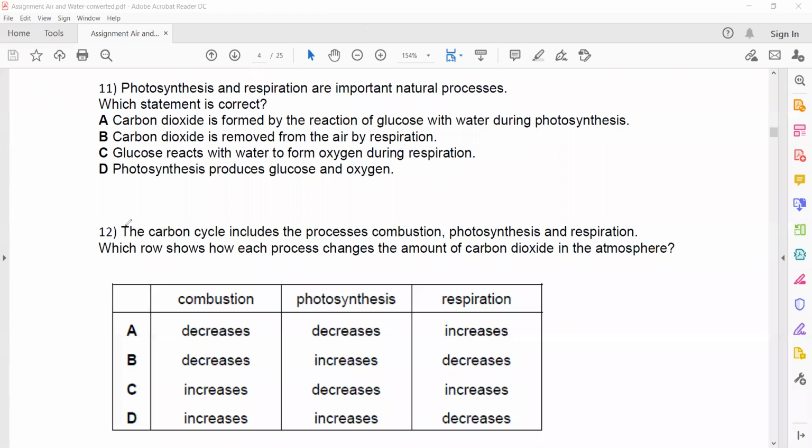What about question 12? Carbon cycle includes the processes of combustion, photosynthesis, and respiration. Which row shows how each process changes the amount of carbon dioxide in the atmosphere? C is the right answer. That's correct. Combustion increases the amount of carbon dioxide, photosynthesis reduces it, and respiration also increases the amount of carbon dioxide.